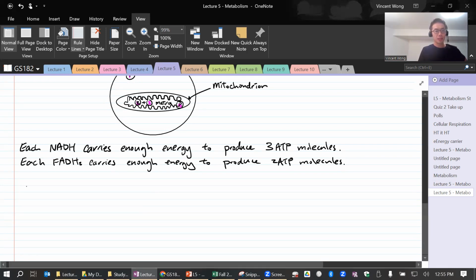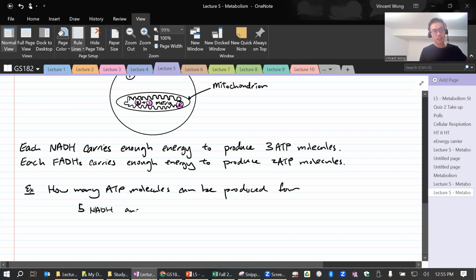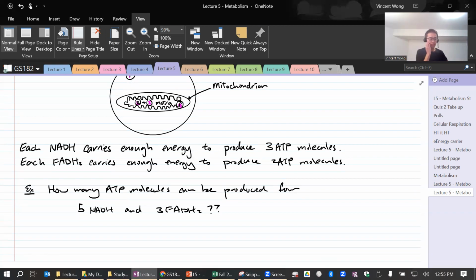Okay. So for example, how many ATP molecules can be produced from 5 NADH and 3 FADH2? Okay. So why don't you try that out? You can use your calculator if you need to. Okay, and type the answer in the chat box when you have it, please.